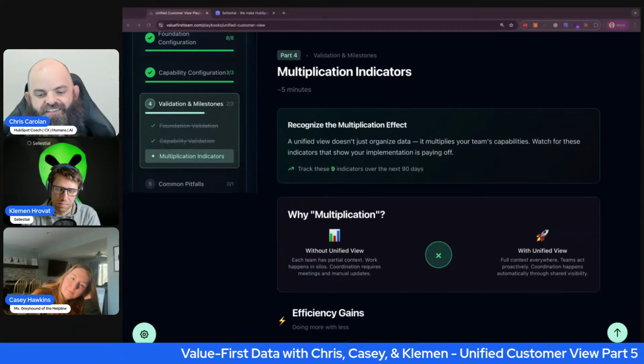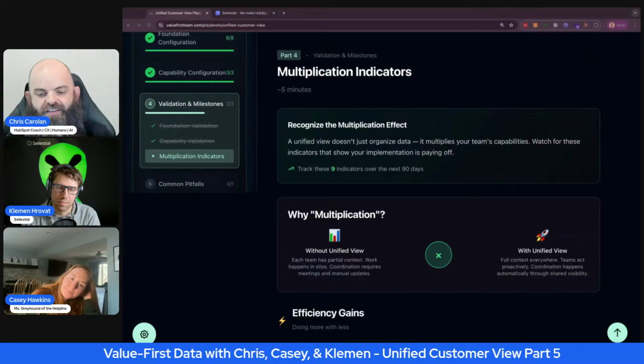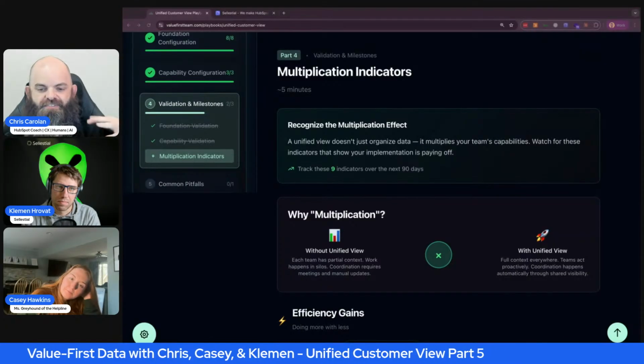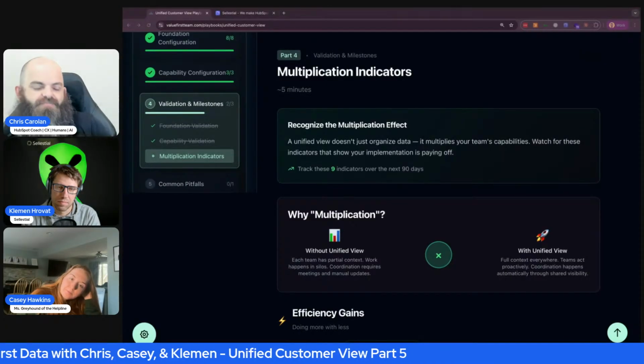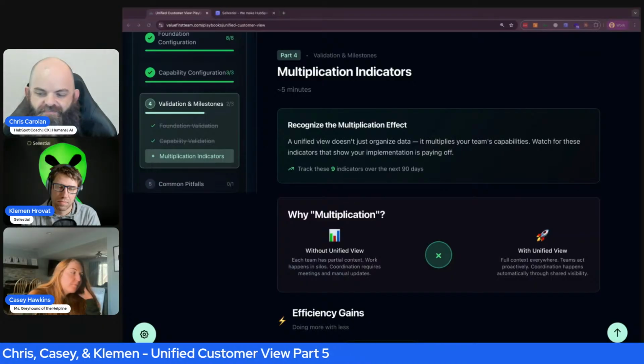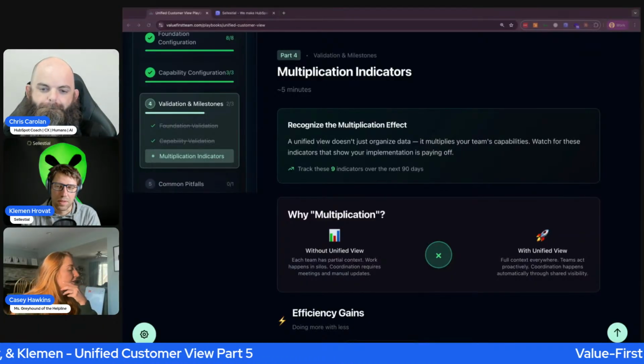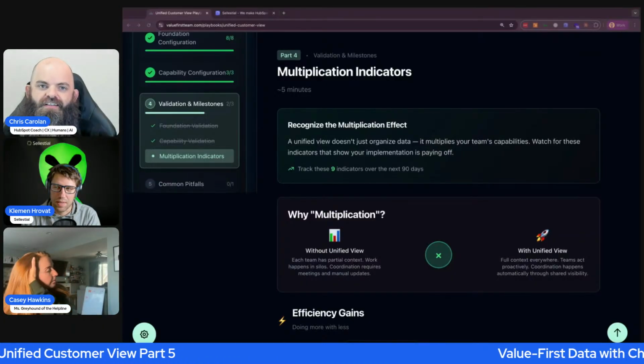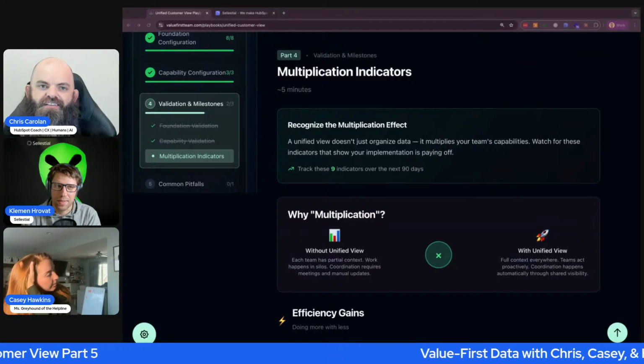So when you think about this concept, what comes to mind? To me, two words. One is unlock, and the other one is enablement. More than multiplication.